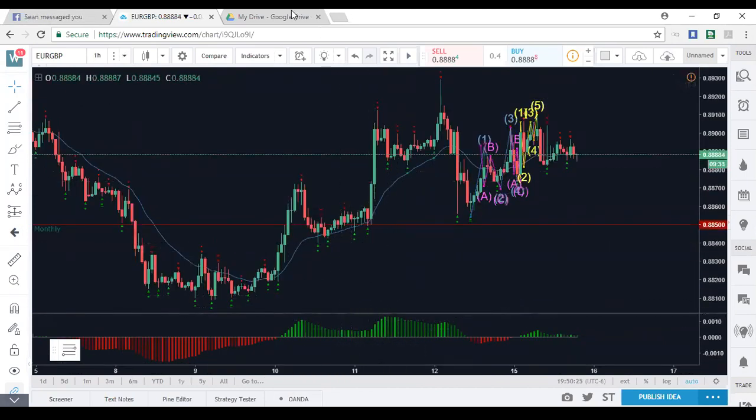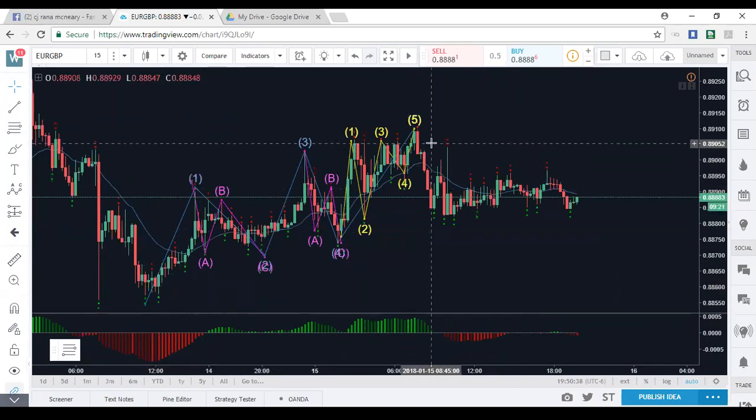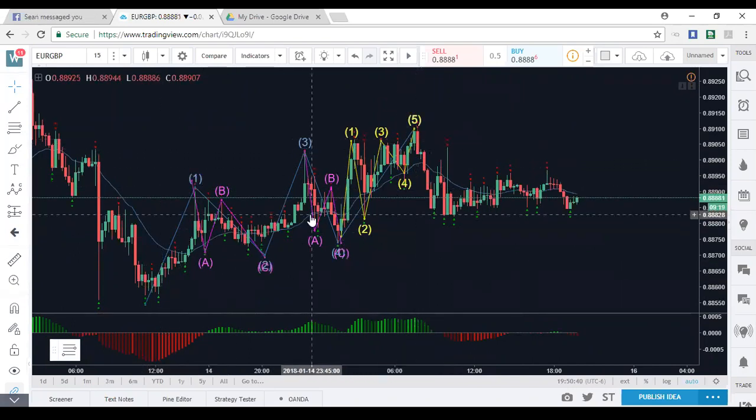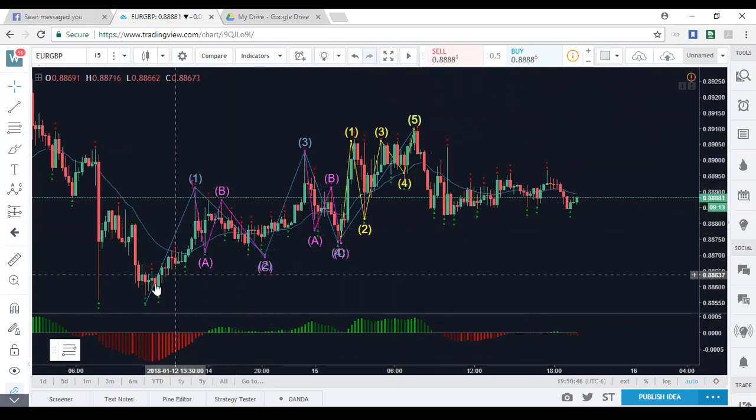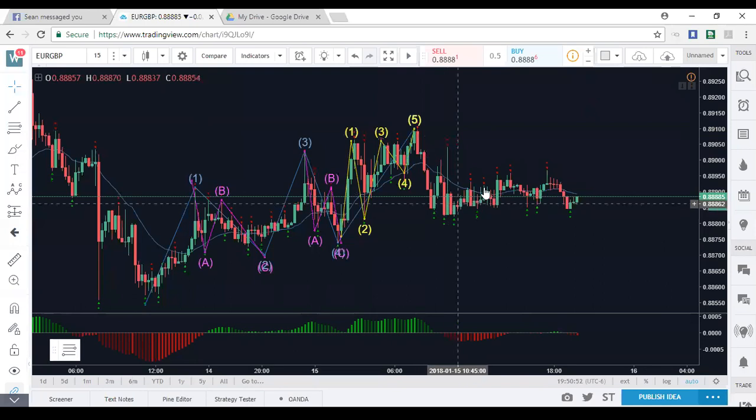Sheena asked, how many waves are there? In one cycle, it's 8 waves. Let me go back to the 15-minute. Again, you've got your impulse waves numbered 1 through 5, and then you have your retracements lettered A through C, A, B, C. Then you got 1, 2, 3, 4, 5. Then you have A, B, C that should be forming.